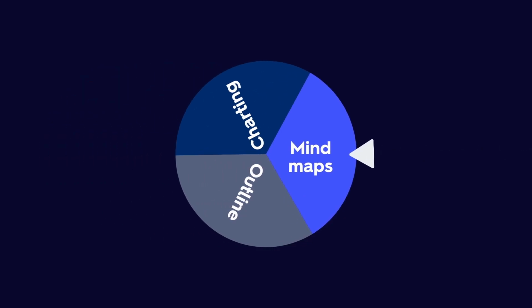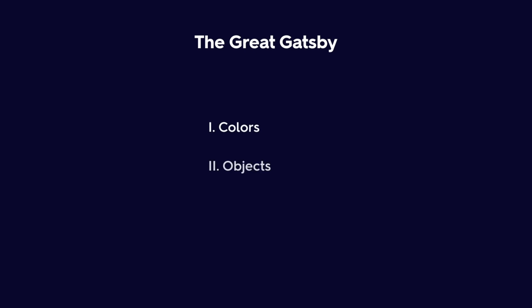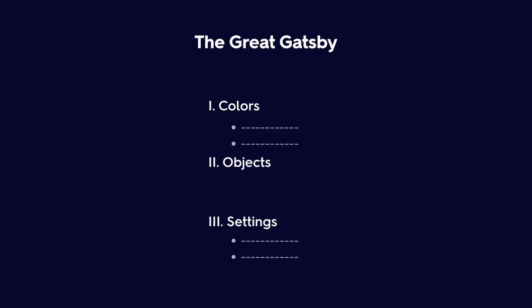Let's zoom in and see one method in action. Imagine you're in a literature class discussing symbolism in The Great Gatsby. Start your outline with clear Roman numeral headings. Number 1, colors. Number 2, objects. Number 3, settings. As the lecture progresses, indent supporting details under each category. For example, under objects, you might add green light and eyes billboard.